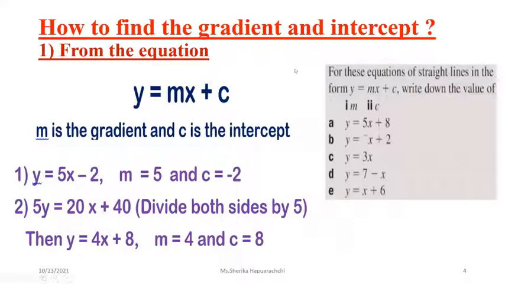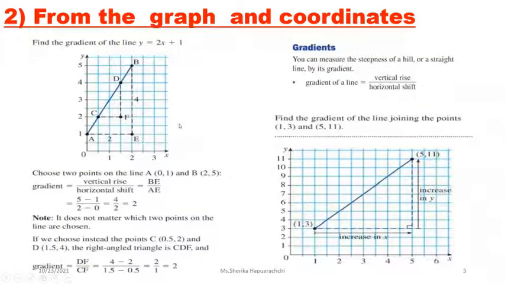Now we are going to learn how we can find the gradient and the intercept. When we are going to find the gradient and the intercept of linear graphs, there are three ways of finding. The first one is using the equation. The second method is from the graph and the third method is from the coordinates.